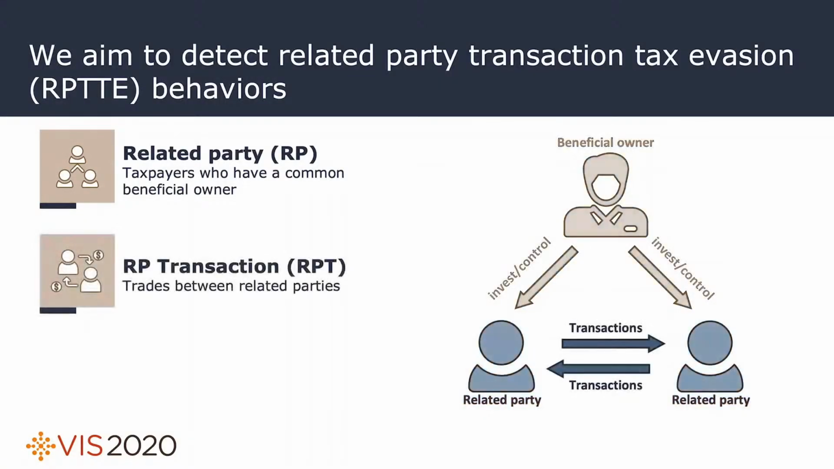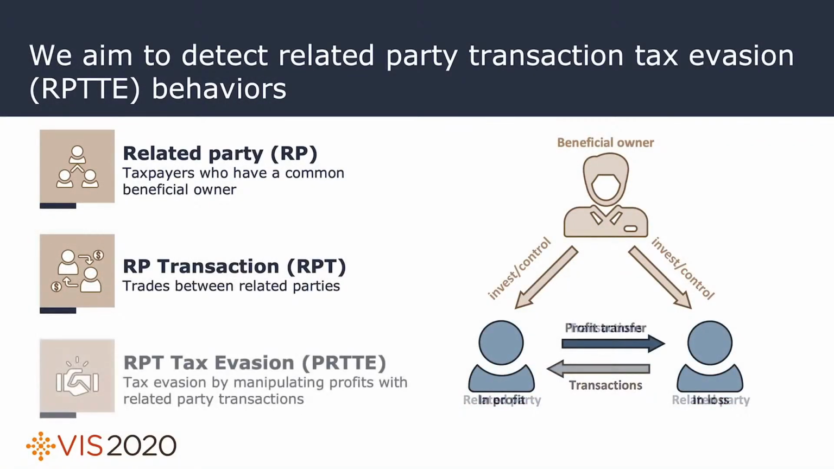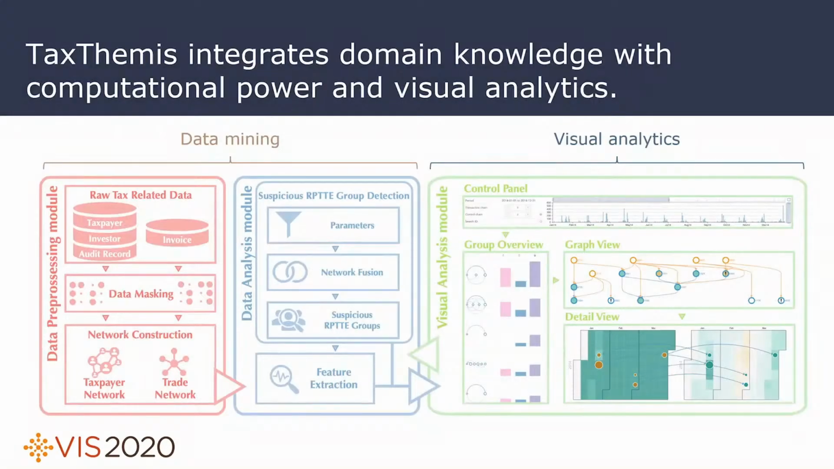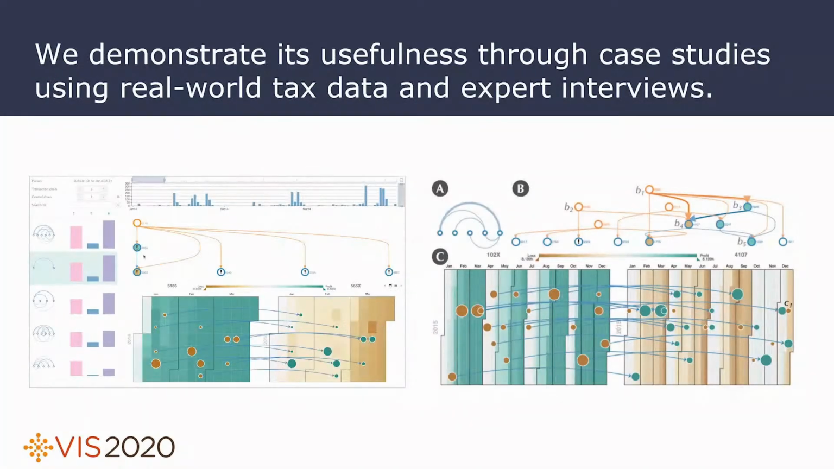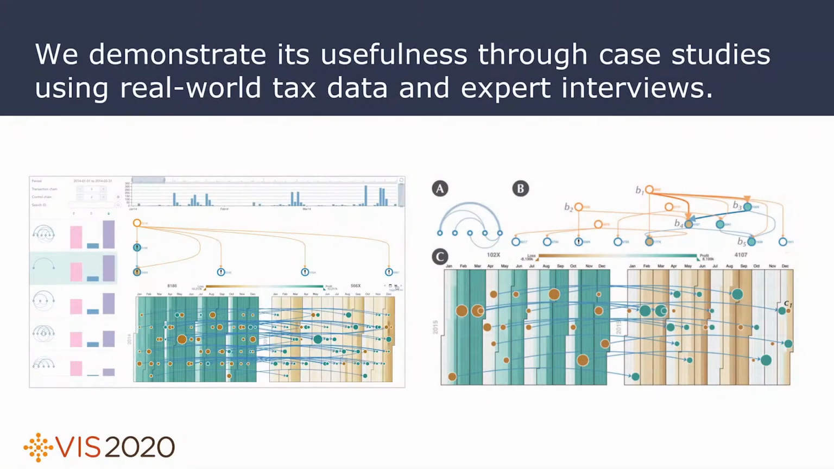TaxIMIS is an interactive visual analytics system to help tax officers identify suspicious tax evasion groups. The system integrates the traditional data mining algorithm and visual analytics techniques. 4 coordinated views are provided to support interactive exploration of tax evasion evidence. We demonstrate its usefulness through case studies using real-world tax data and expert interviews.